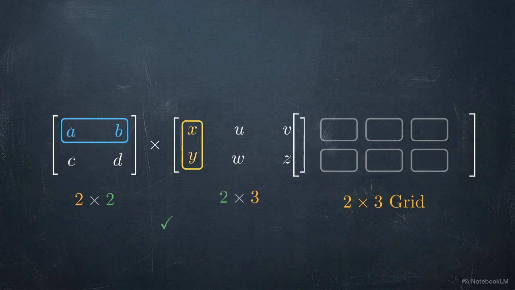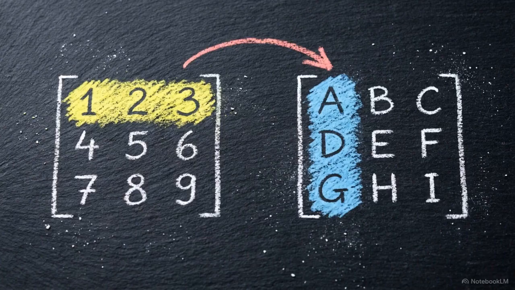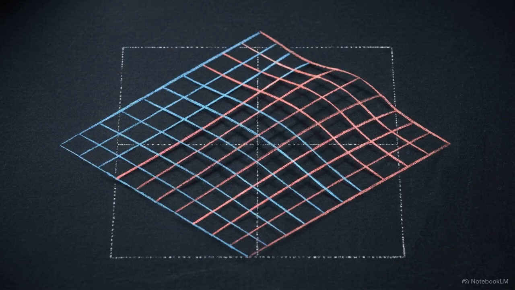grid. To fill the first slot, take the first row of the left matrix. It lifts up and rotates 90 degrees to slide down the first column of the right matrix. You multiply the paired numbers and add them together to get your value. This row-by-column process is how we mathematically represent the combination of two different spatial transformations into one.